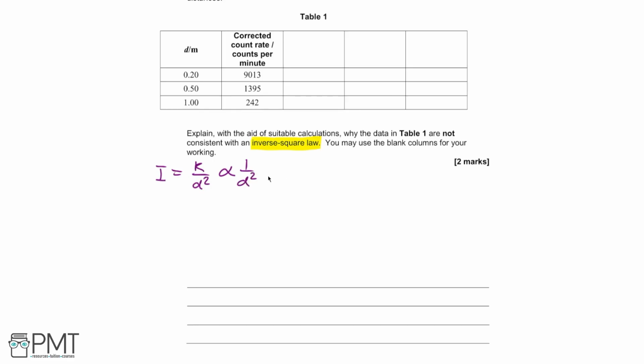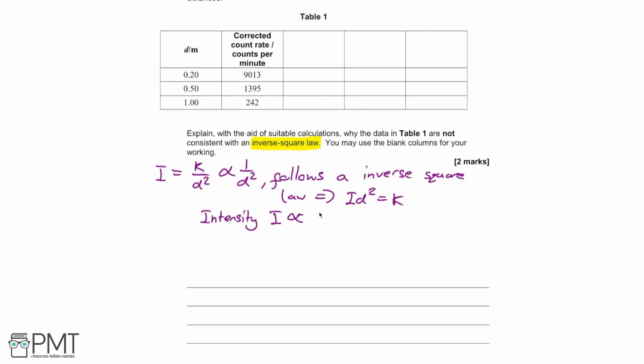This defines the inverse square law. Therefore, if this follows an inverse square law, it would mean that the intensity, I, multiplied by d squared, would be equal to the constant k, which is the same for all 3 of the measurements. If this constant k is not the same for all 3 measurements, then it means that we have not followed an inverse square law. In this case, the intensity of the radiation, I, is proportional to the count rate.